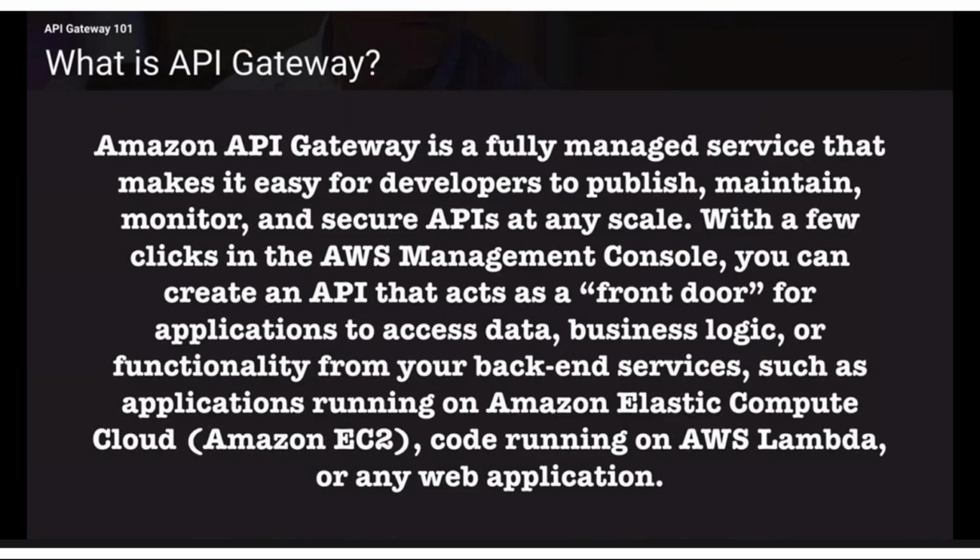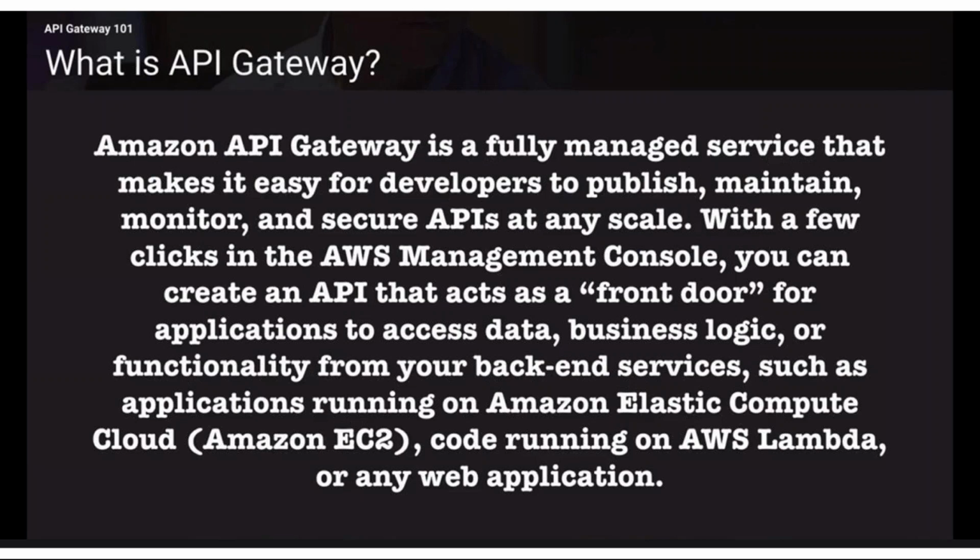With a few clicks in the AWS Management Console, you can create an API that acts as a front door for applications to access the data, business logic, or functionality from your backend services, such as applications running on AWS Elastic Compute Cloud, code running on AWS Lambda, or any web application. So it can be an interface to any web application.